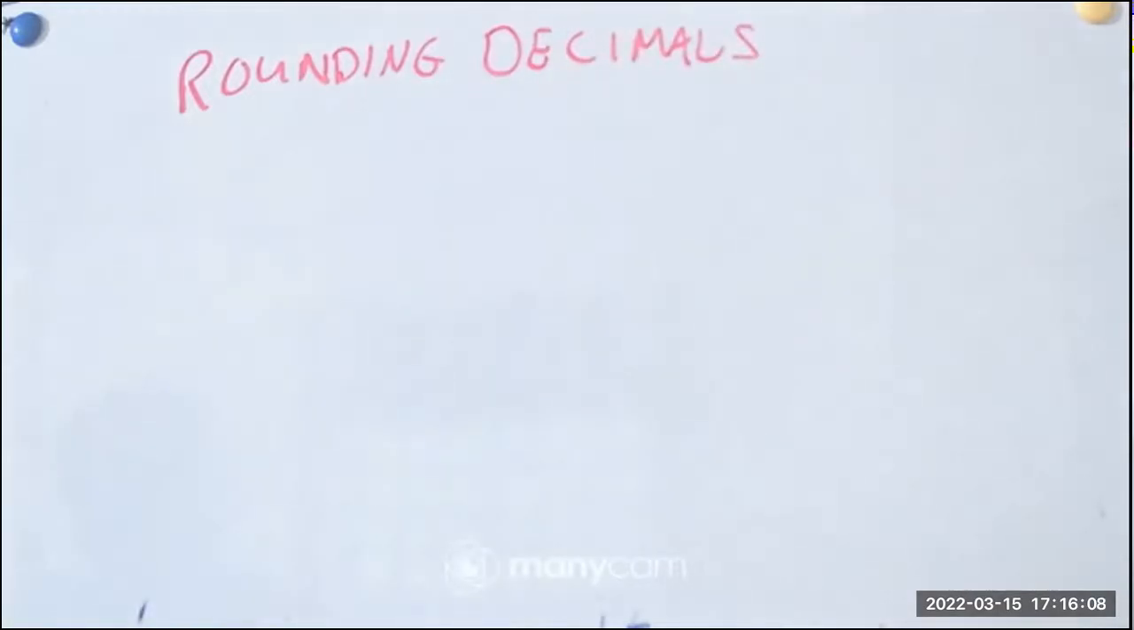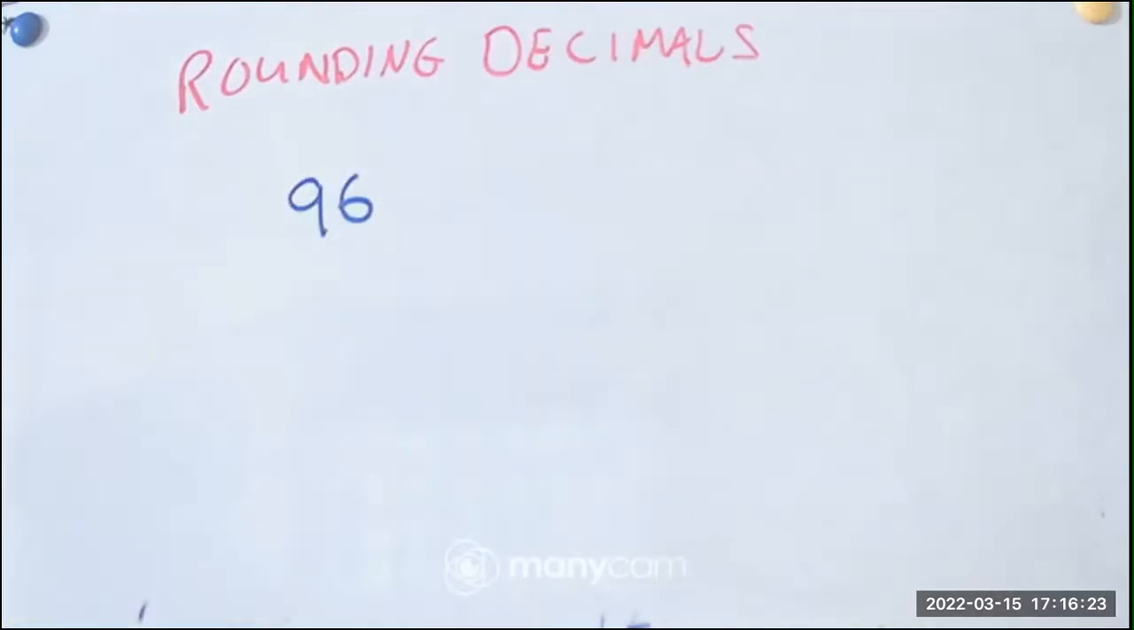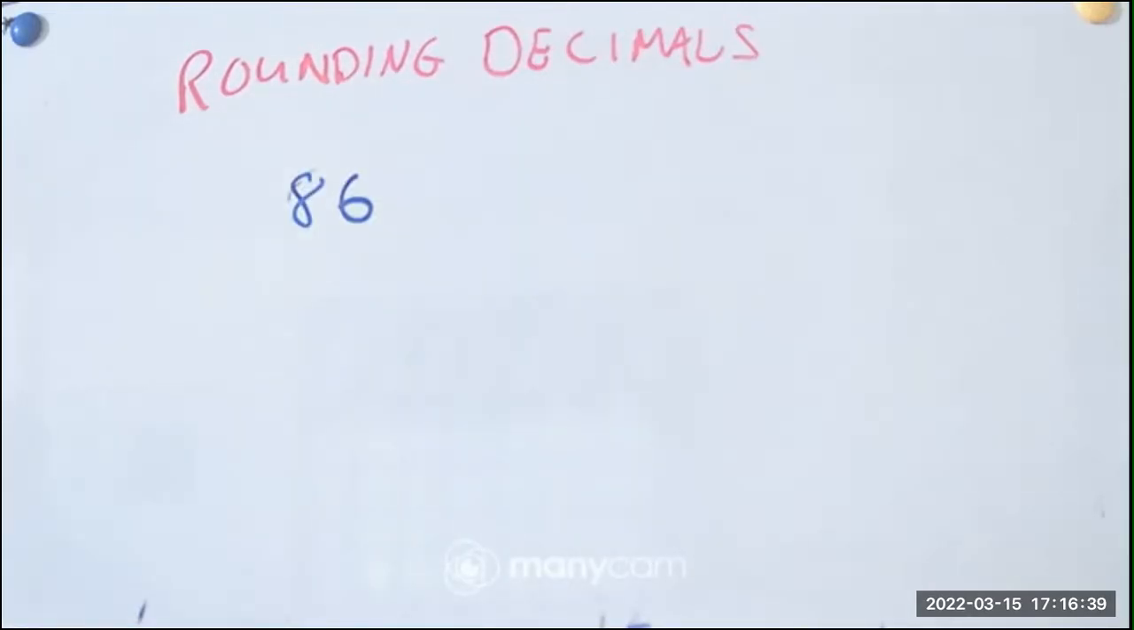Right, so we can round decimals to either the nearest tenth, or the nearest whole number. Now let's look at a previous example, how we would have rounded whole numbers. Suppose we wanted to round the number 86 to the nearest ten. How would we do that?